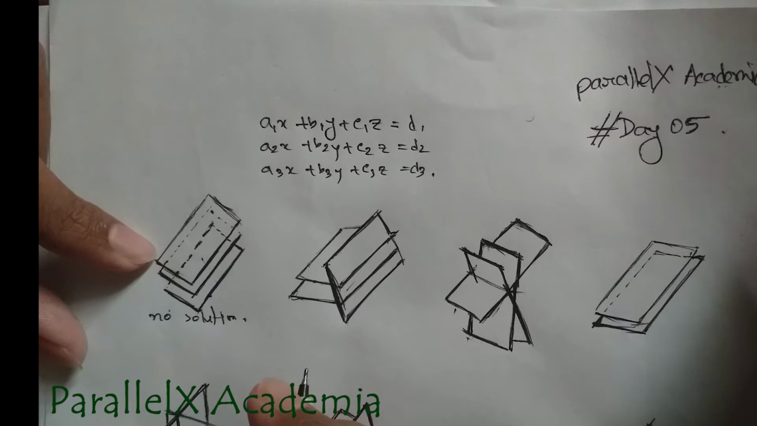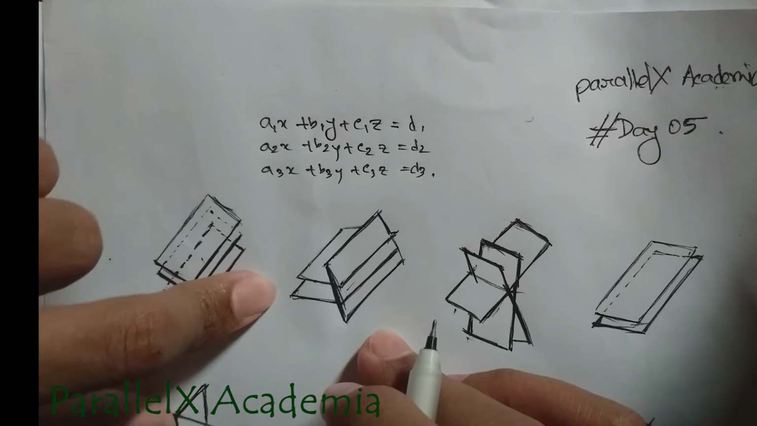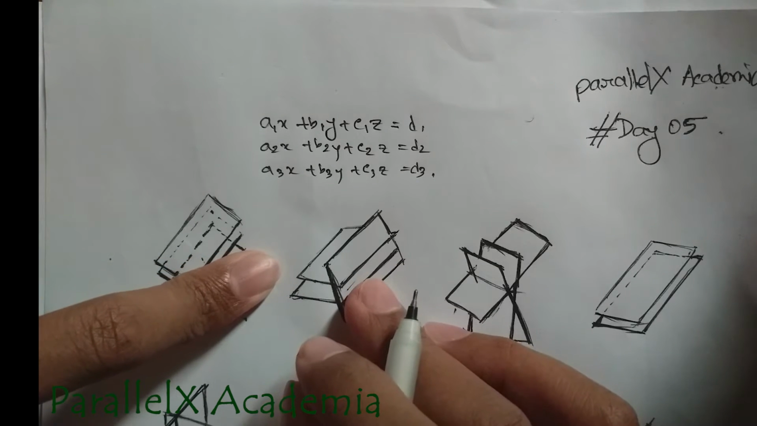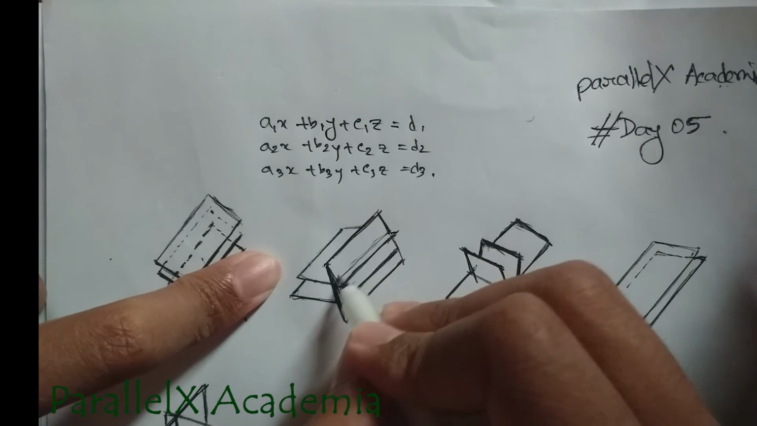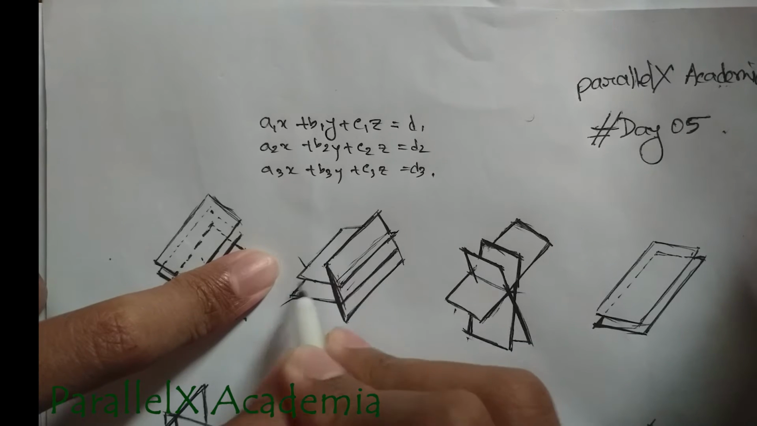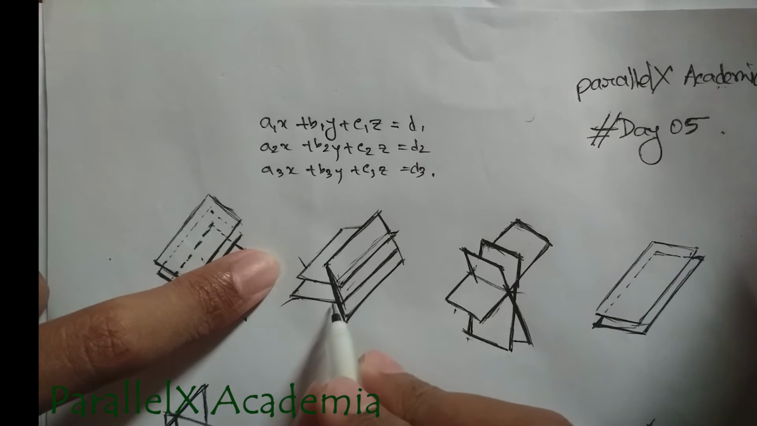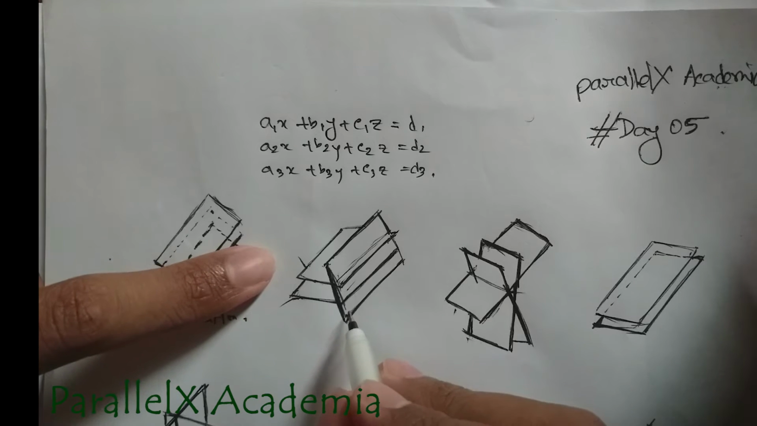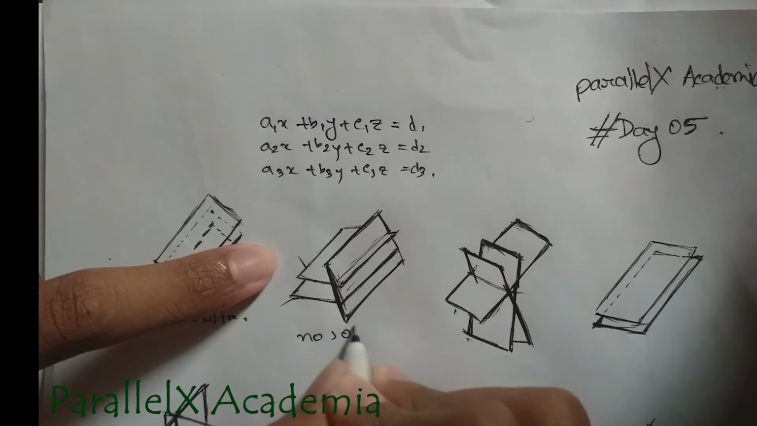Now what if 2 planes are parallel to each other and one plane intersects them? In this case, you can see that this plane and this plane are parallel to each other, and the third one intersects these 2 planes. So what will be the case here? There will be no solution, because there is no common intersection between these 3 planes.